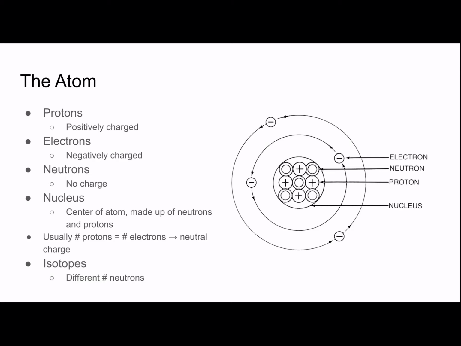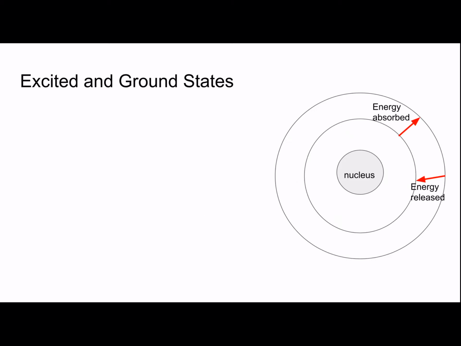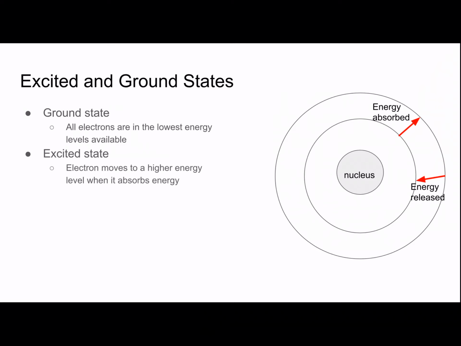So here on the right, you can see a picture of an atom with the nucleus in the center, protons, neutrons, and electrons orbiting around. So we have excited and ground states. The ground state is when all the electrons are in the lowest energy levels available. And then there's the excited state, where the electron moves to a higher energy level when it absorbs energy. And it releases energy when it returns to the ground state.